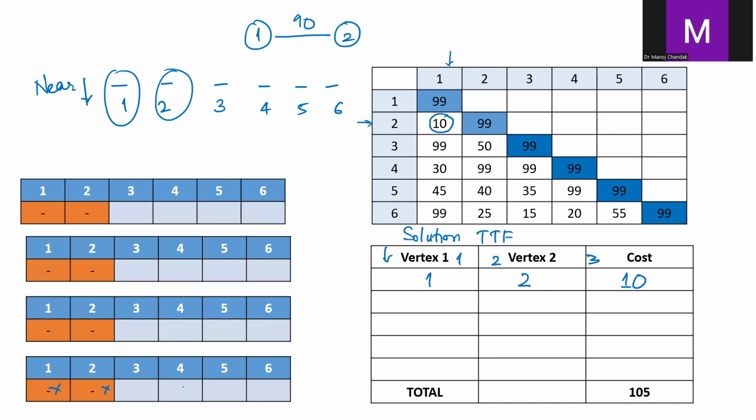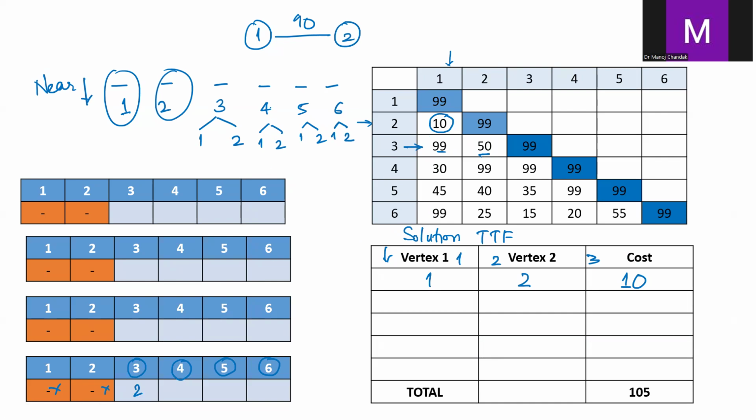Now, how to fill these remaining entries? What are these remaining entries? These remaining entries are vertices 3, 4, 5, 6. And we want to find out whether vertex 3 is close to vertex 1 or whether vertex 3 is close to vertex 2. Similarly for 4, similarly for 5, and similarly for 6. So to find out whether vertex 3 is close to vertex 1 or 2, just check the row of vertex 3. So it is 99 and 50. 99 is greater than 50, so we will write 2 here.